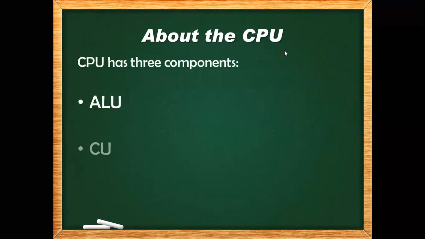Let me clear the screen. So the CPU has dash components. How many components does the CPU have?